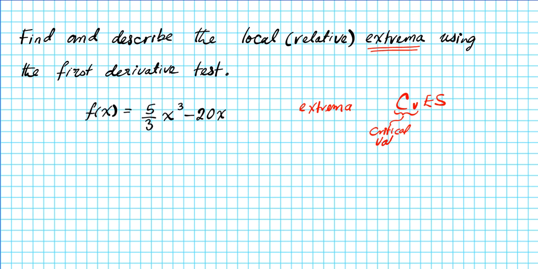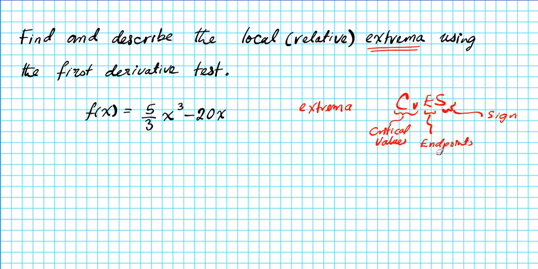critical values, and then you'll also consider the endpoints. This comes into play when you are given an interval in which you have to find the extrema, the local extrema. And then after you find your critical values and you've identified your endpoints, you're then going to create a sign chart that will help you use the first derivative test to describe the behavior of the function using the sign of the first derivative. And then you also consider what happens around the endpoints.